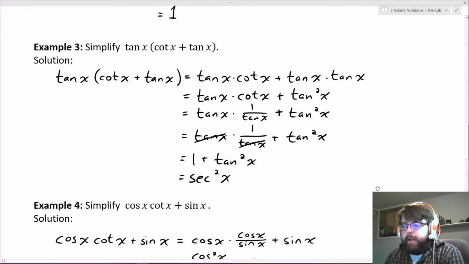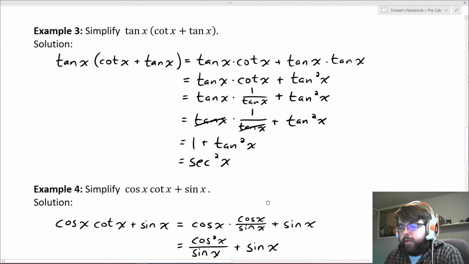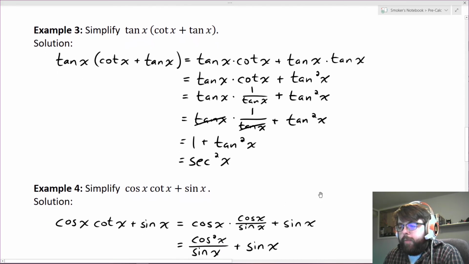All right, so example 4, another example. Cosine times cotangent plus sine. In this case, we have sines and cosines, so for the cotangent, instead of making it 1 over tangent, I would still have 3 trig functions. It would make more sense to change it to sine and cosine, because then I can get this entire thing into terms of sine and cosine, because I have the cosine, I have the sine. Well, then change this to cosine over sine, and I have everything in terms of sine and cosine. So I have cosine times cosine over sine. That'll be cosine squared over sine, plus sine x.